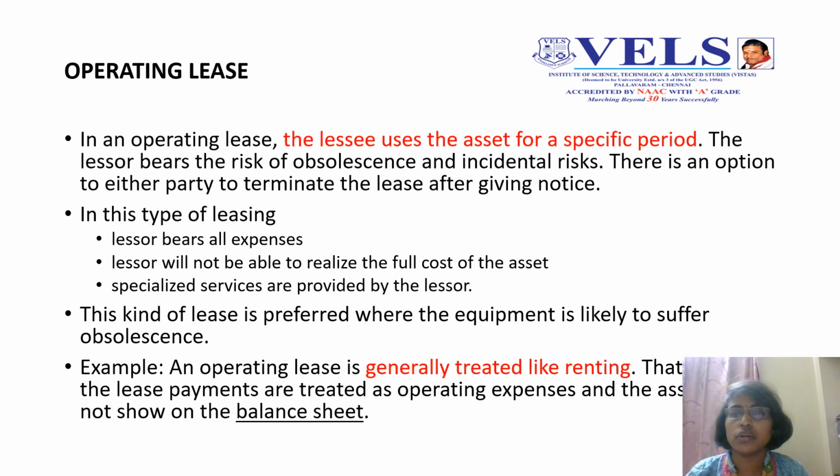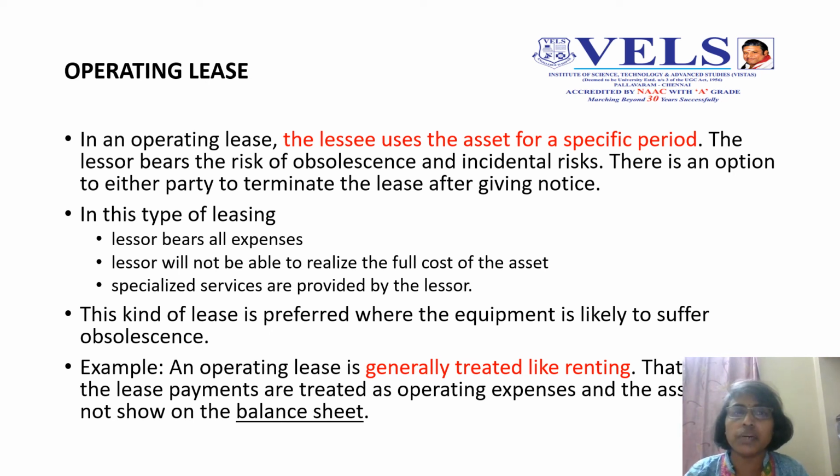So the next is about operating lease. In an operating lease, the lessee uses the asset for a specific period. The lessor bears the risk of obsolescence and incidental risk. There is an option for either party to terminate the lease after giving notice. So here the lessor plays a major role and bears all the risk of obsolescence. Here the lessee uses the asset for a specific period alone. In this type of leasing, the lessor bears all the expenses and will not be able to realize the full cost of the asset, and specialized services are provided by the lessor.